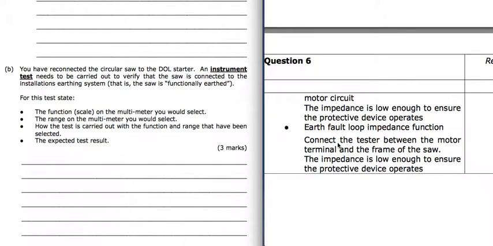You can carry out an earth fault loop impedance function. So you're going to connect the tester between the motor terminal and the frame of the saw, and again we're looking for an impedance low enough to ensure the protective device operates.